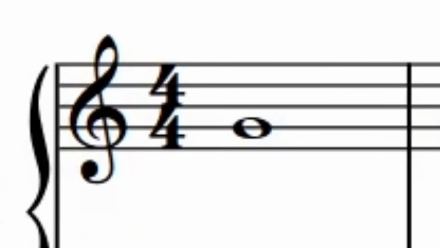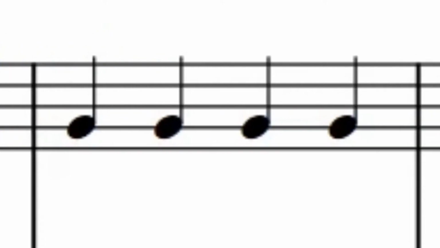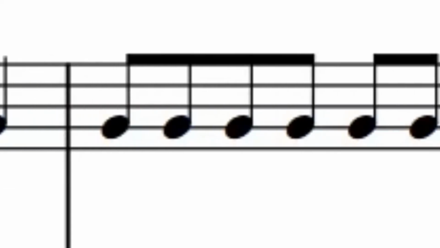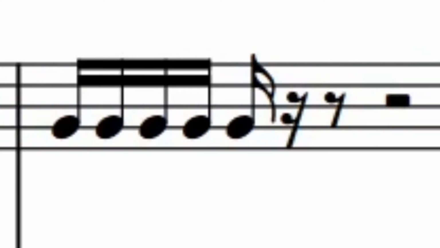In the first one, right here, this one is called a whole note. This one is called a half note. This one is called a quarter note. This one is called an eighth note. The last one is called a 16th note.